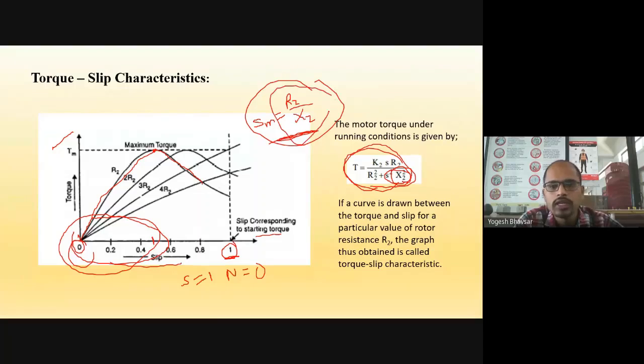Look at X2: if we keep it the same and keep changing R2, then the slip will also increase. The slip at maximum torque, SM, will also shift its value. So this is the effect of the rotor resistance on the torque-slip characteristics.